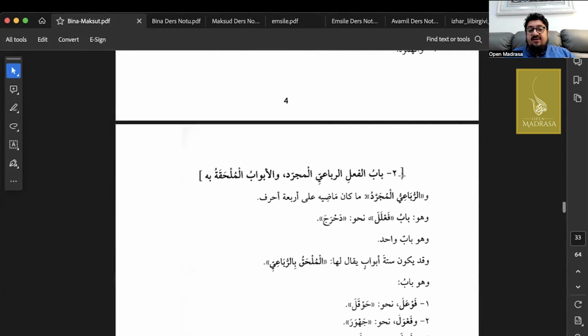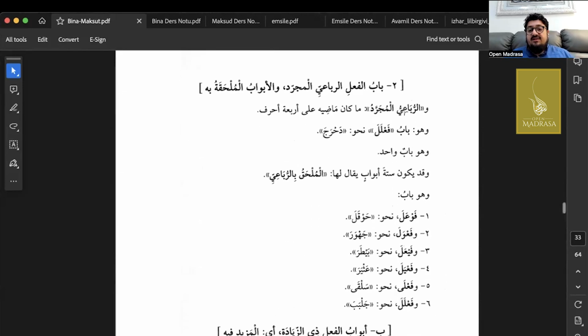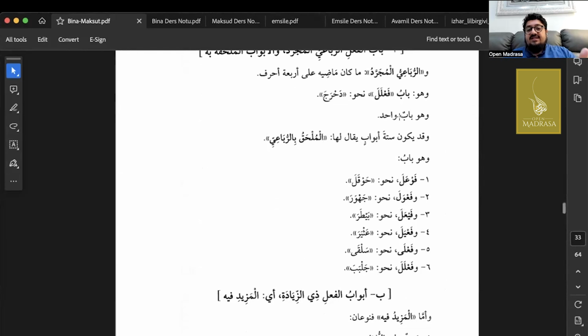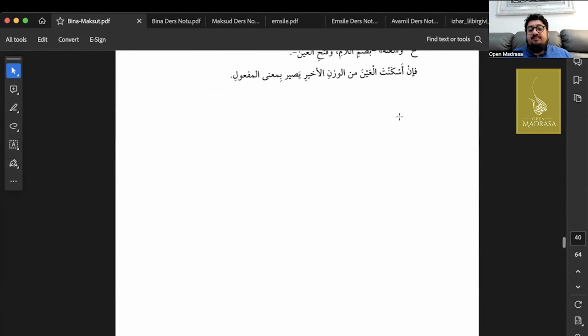Now, and then he carries on. Then you've got الرباعي here. والرباعي المجرد. So he's mentioned المجرد here. Etc. He carries on, breaks down. These are how many abwab, etc., etc., etc. And that is how the maqsood goes.